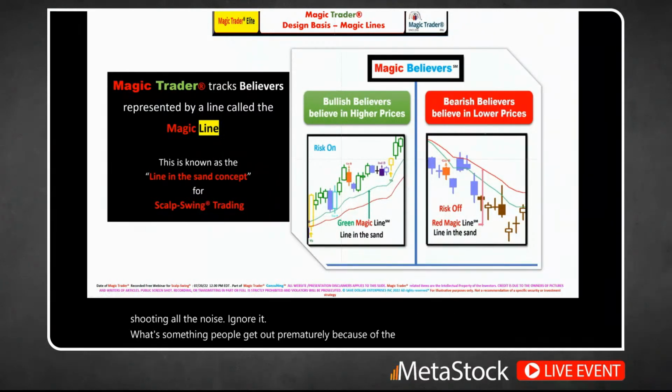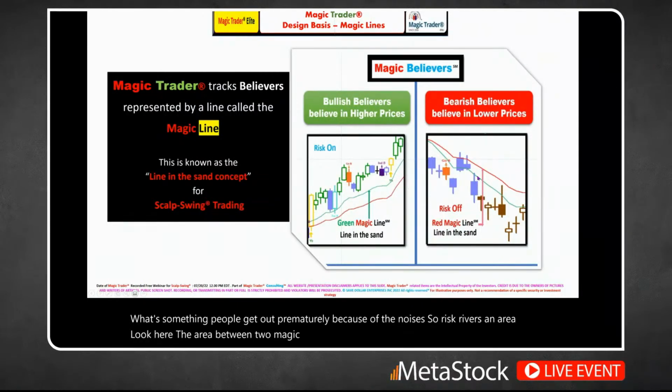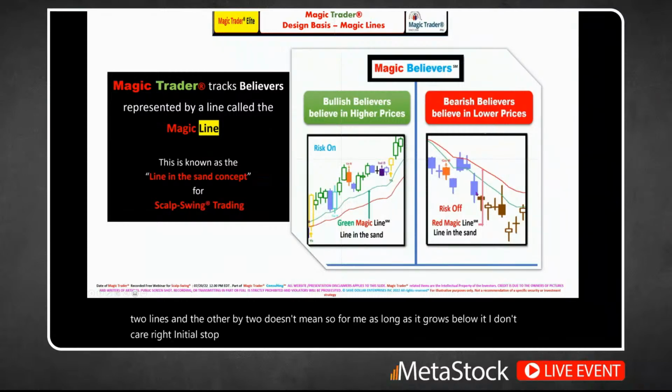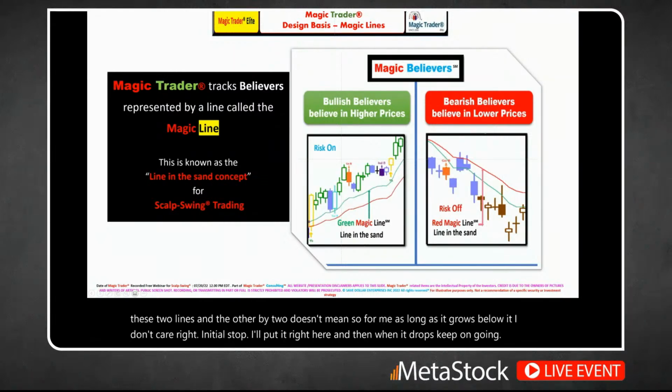So, risk reversion area: the area between the two magic lines is the risk reversion area. The mean is you add these two lines and divide by 2. That's the mean. So for me, as long as it closes below it, I don't care, right? Initial stop, I will put it right here. And then when it drops, keep on going. So that's how we make it simple.